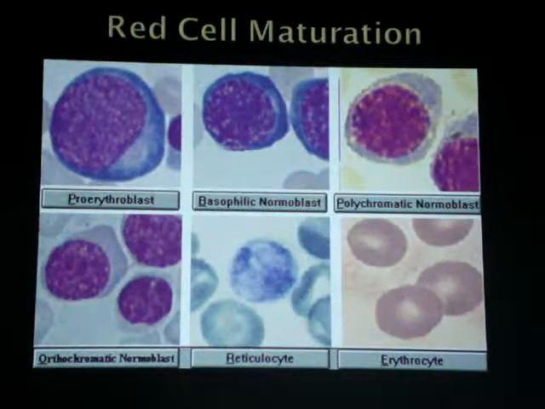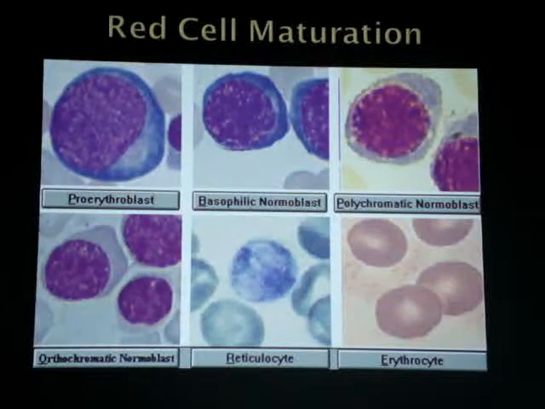Now, there are two cellular lineages that can be identified in a bone marrow aspiration smear, namely the myeloid and the erythroid series. So, we will begin characterizing the cells belonging to the erythroid series.